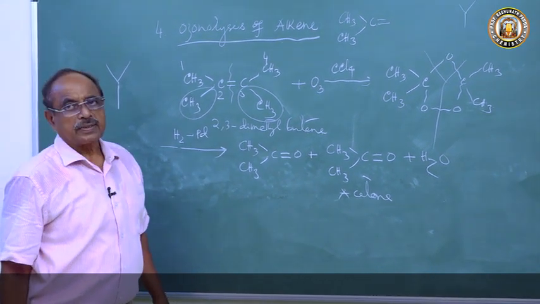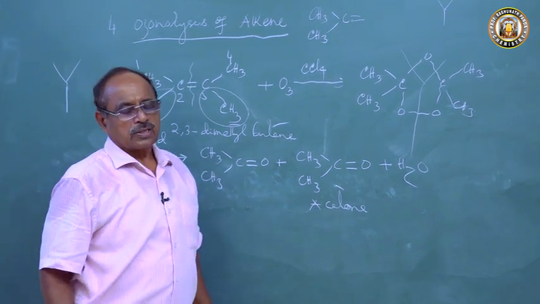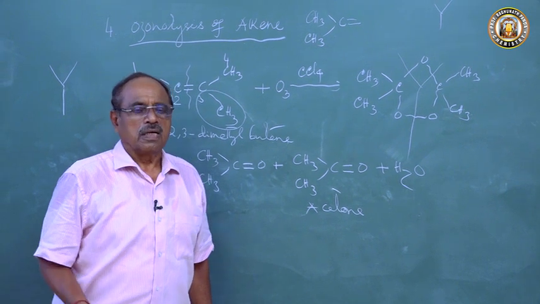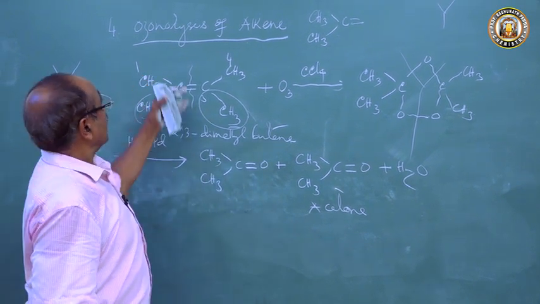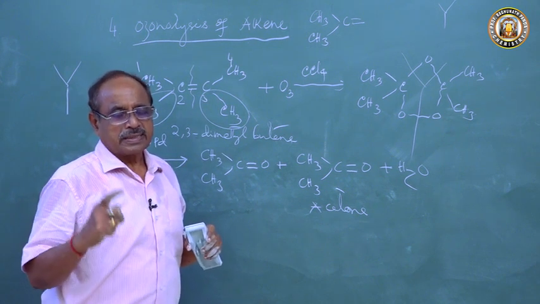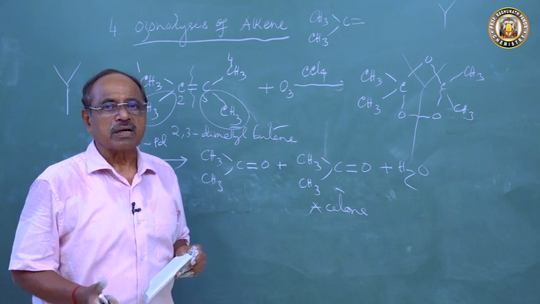So this is the reaction called the ozonolysis of alkene. We have got the format. Now we will come to the next topic. In the next class I will be discussing the dehydrogenation of alcohol.